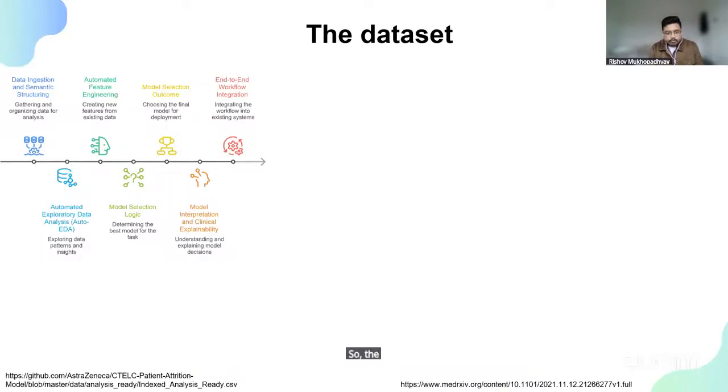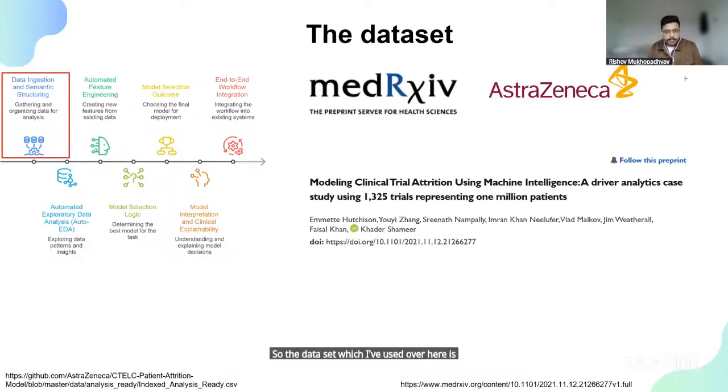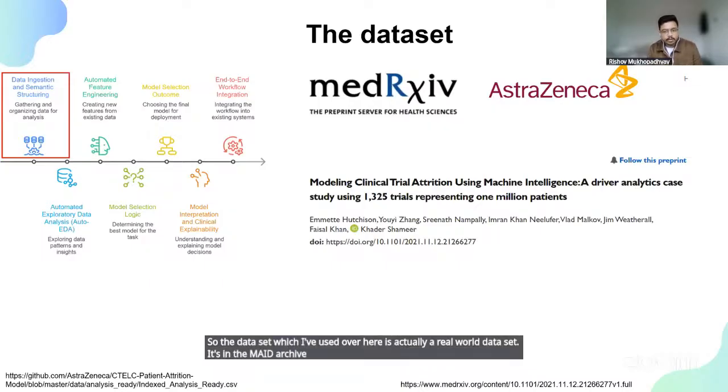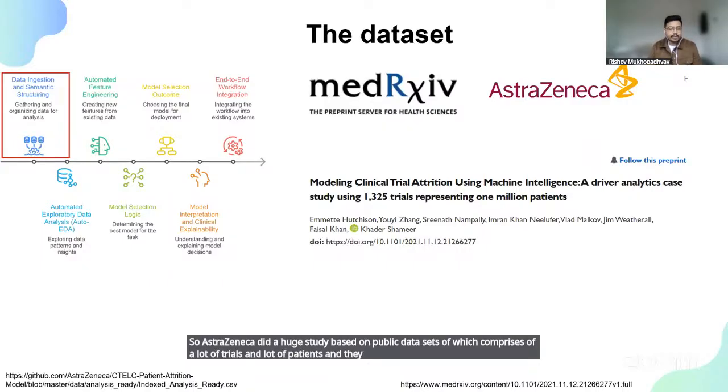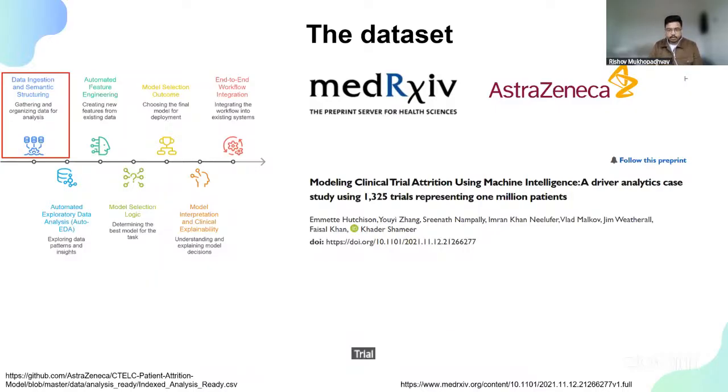So the data set which I have used over here is actually a real world data set. It's in medRxiv, so you can just go and download this paper, and also the data set is available on GitHub. So this data is sourced from AstraZeneca. I think everybody now knows about AstraZeneca after the COVID pandemic. So AstraZeneca did a huge study based on public data sets which comprise a lot of trials and a lot of patients, and they tried to make a machine learning system to predict trial attrition, or attrition means dropout of patients from the trials.